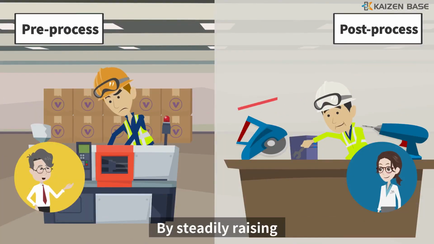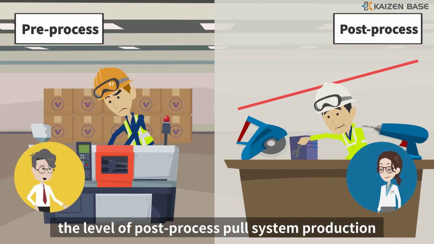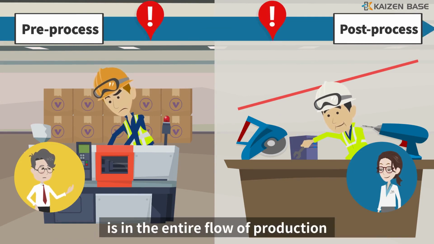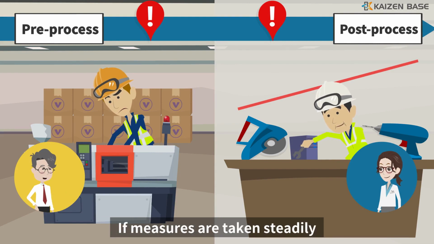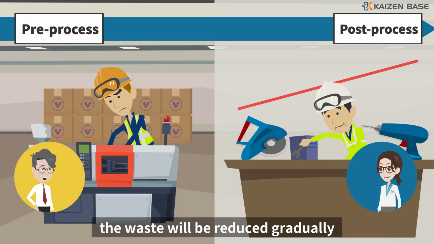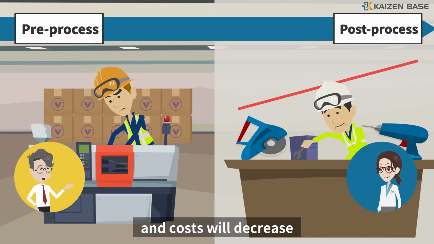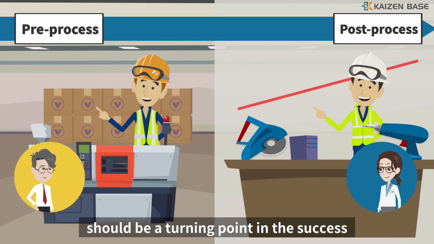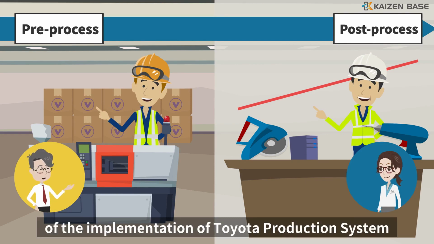By steadily raising the level of post-process pull system production, it is possible to notice immediately where the abnormality is in the entire flow of production. If measures are taken steadily against the discovered abnormalities, the waste will be reduced gradually and costs will decrease. It is no exaggeration to say that whether this point can be understood should be a turning point in the success of the implementation of Toyota production system.